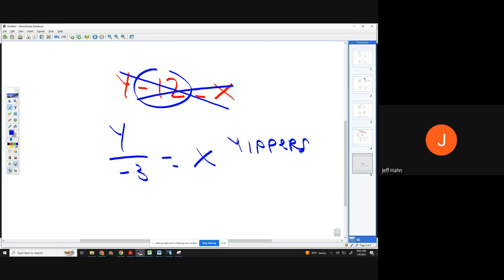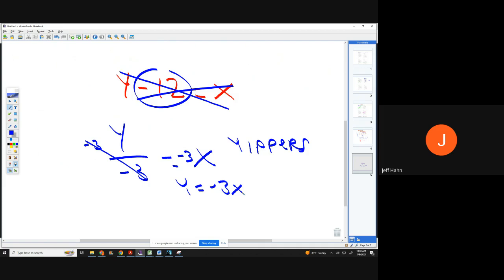By the way, you can manipulate this equation. How would I get rid of a negative 3? If I was solving this for y, I would multiply both sides by negative 3. So this would just be y equals negative 3x. Figure that out.